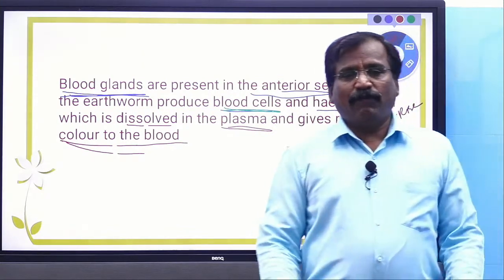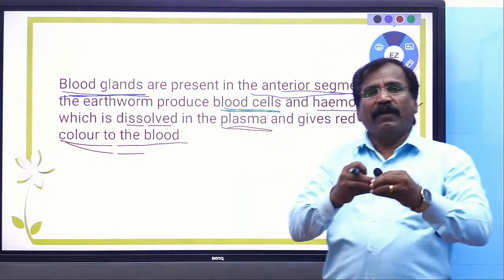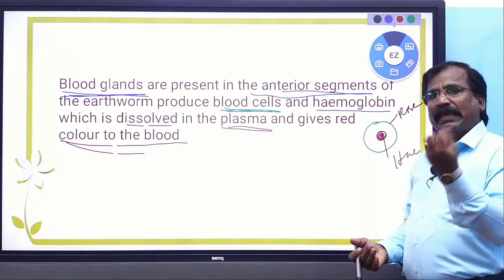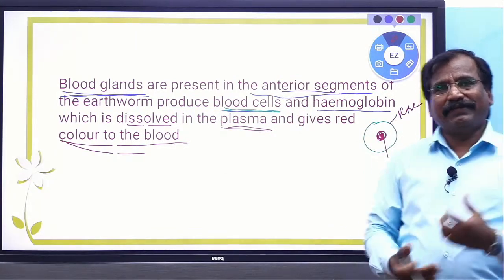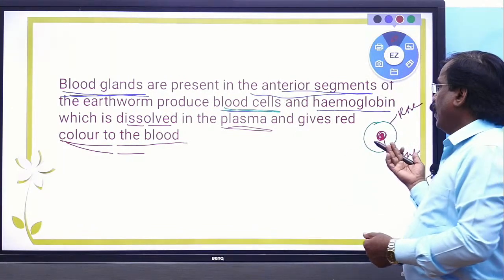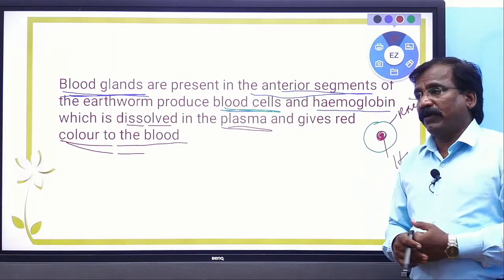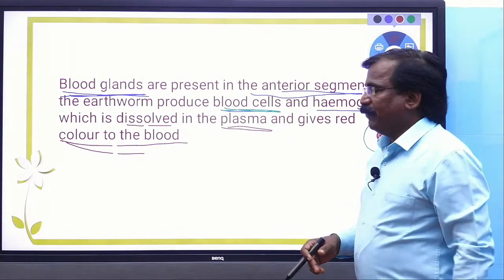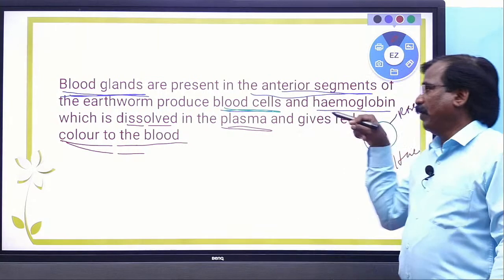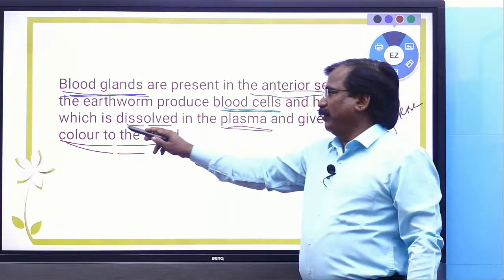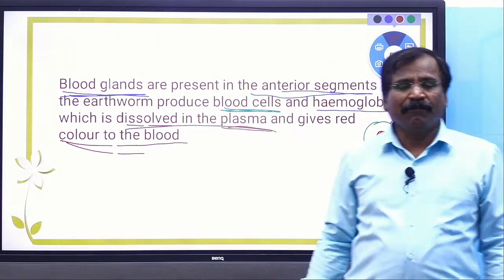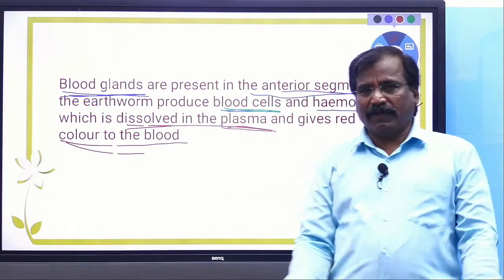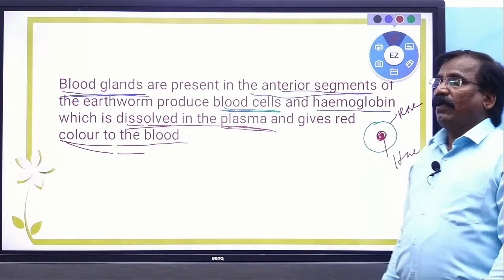That is the respiratory pigment, hemoglobin, that transports oxygen and carbon dioxide. Oxygen carrier is hemoglobin. Here also hemoglobin is there, but it is not packed inside the RBC. That's why I'm repeating the statement: it is dissolved in the plasma. Okay, so that's all about the circulatory system of the earthworm.